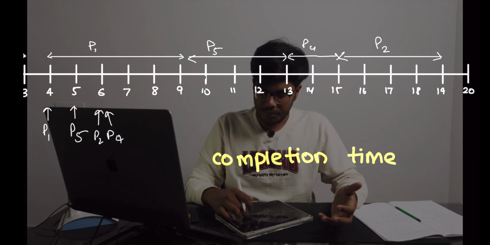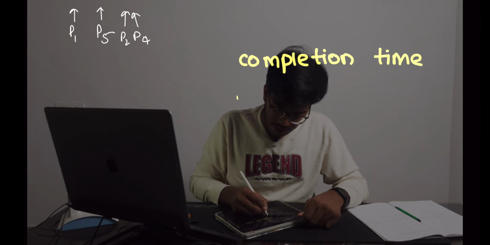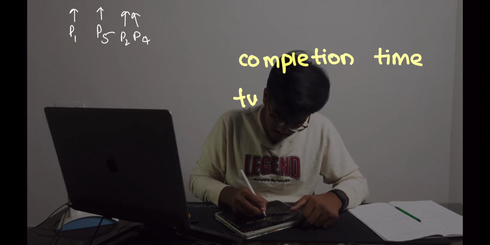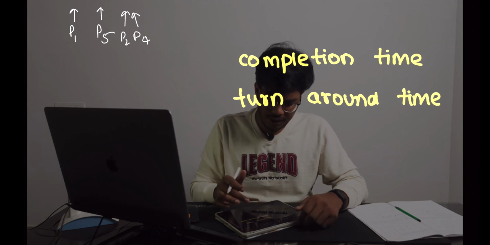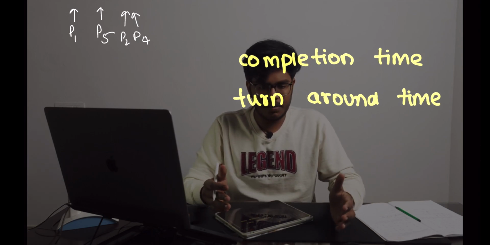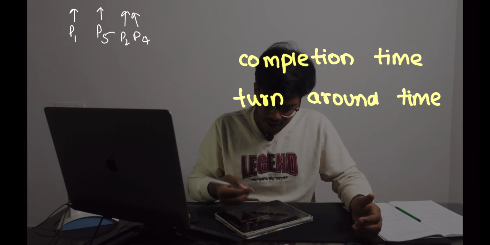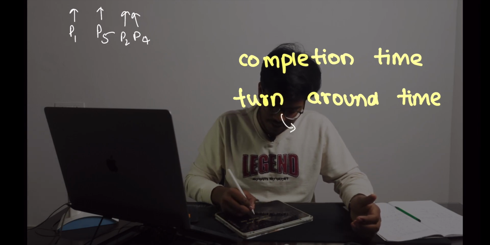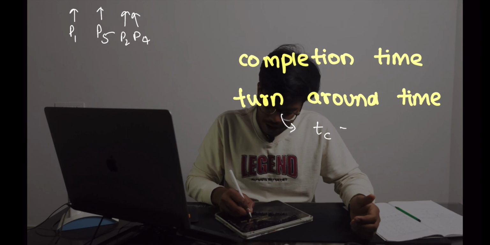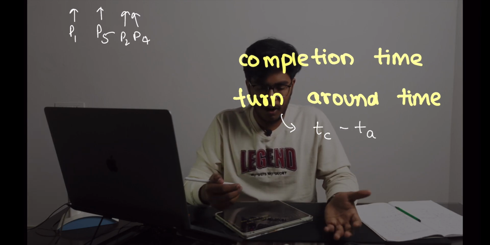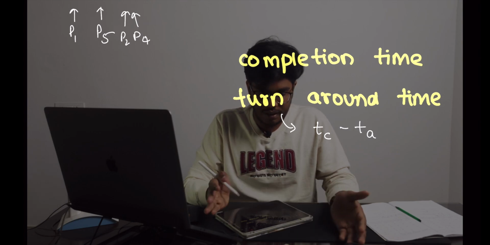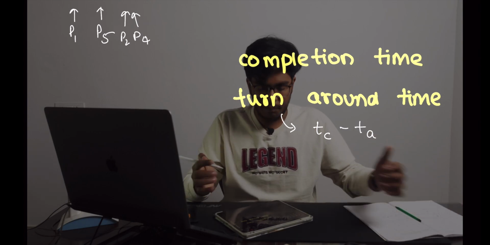Now another term that we need to discuss is called turnaround time. Turnaround time is nothing but the time taken by a process between its completion and its arrival, and because it is very simple, we can just write it as time of completion minus time of arrival. It is basically how much time the process is present in the system, from arrival to completion.